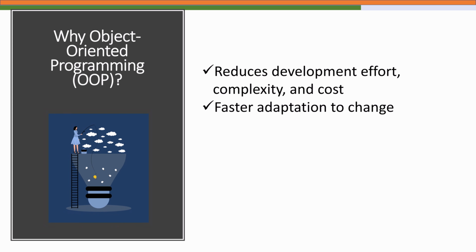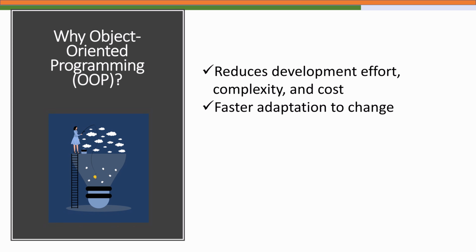Next is faster adaptation to change. Business environments basically evolve. New requirements, new regulations or new customer needs arise all of the time. So with OOP, systems can adapt more easily because objects are modular and they are self-contained. So you can update one class and then replace it entirely without rewriting everything else.